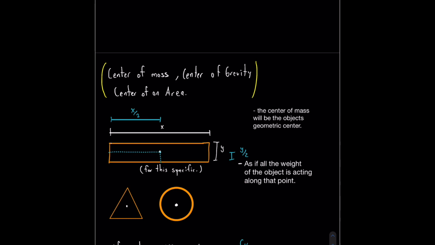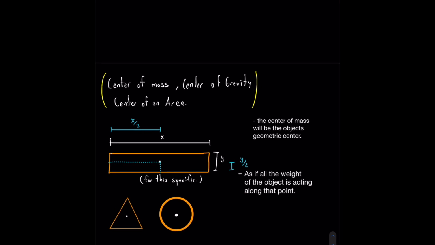So if I were to balance this entire structure on my finger, it would balance perfectly on my finger at this point here. This is because that's the centroid, and that's where all the mass is going to concentrate, as if the weight of the object is acting along that point. So it says all of the weight is going to act on this point right here.